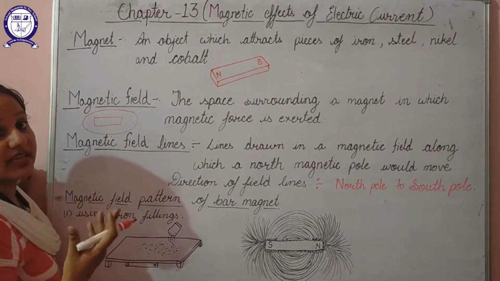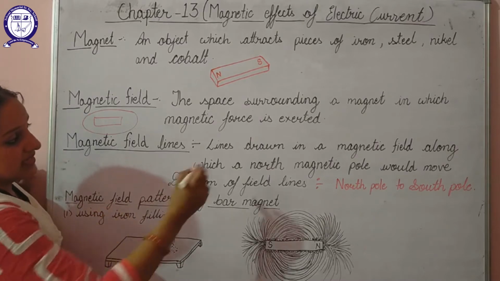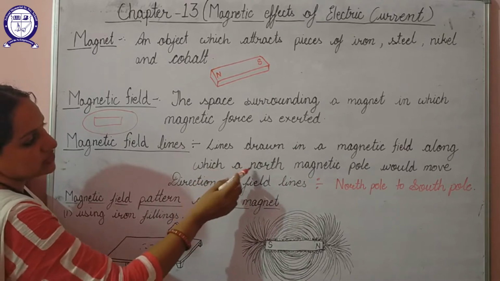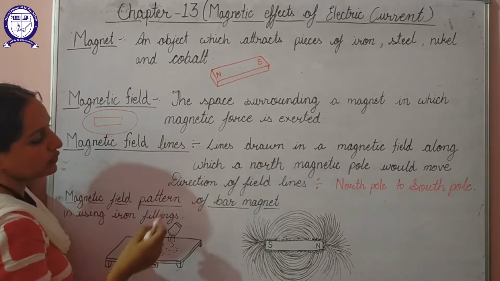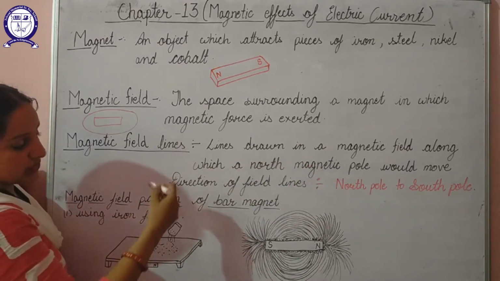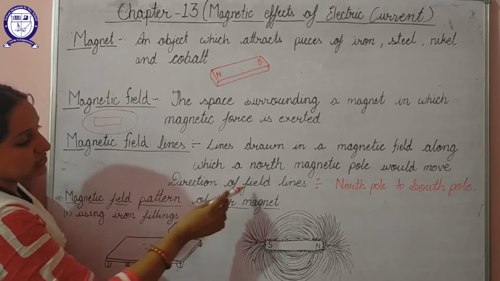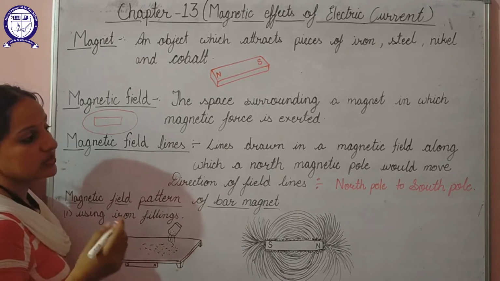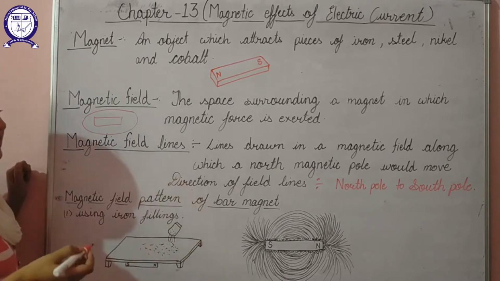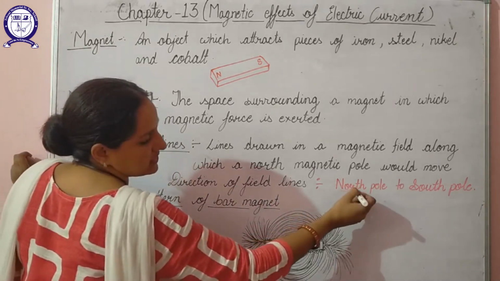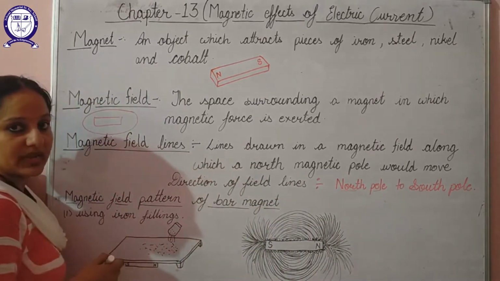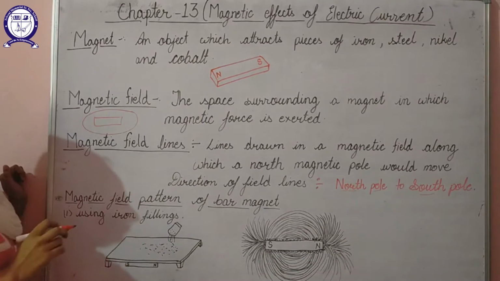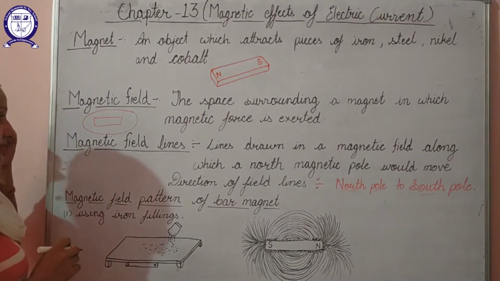Next one is magnetic field lines. What basically are the magnetic field lines? These are the lines drawn in a magnetic field along which a north magnetic pole would move. This we will discuss in detail. The direction of magnetic field lines is always from the north pole of a magnet to the south pole. That means the magnetic field lines always originate from the north pole of a magnet and always end on the south pole of the magnet.